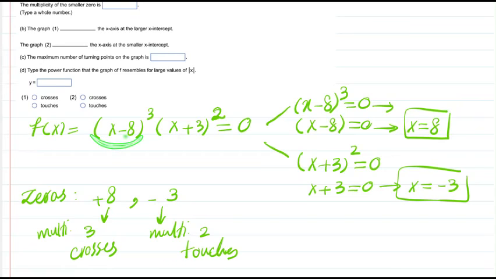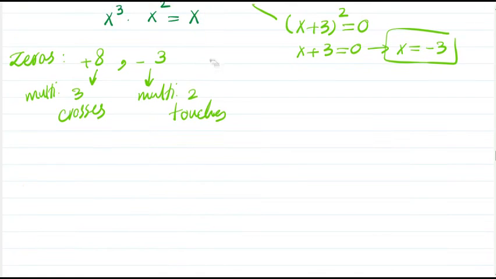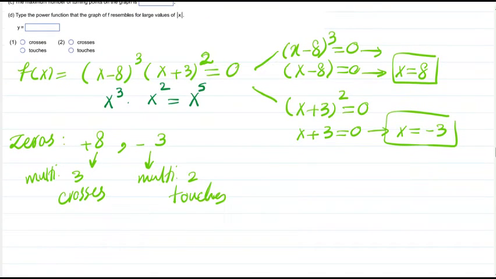From this term, which is x minus 8 to power 3, we just look at x to power 3. And from this one, x plus 3 to power 2, we just look at x to power 2. So the power function that the graph of f resembles for a large value of x is x to power 3 from the first term, and x to power 2 from the next term. So overall, it's x to power 2 plus 3, which is 5. So the power function is x to power 5.